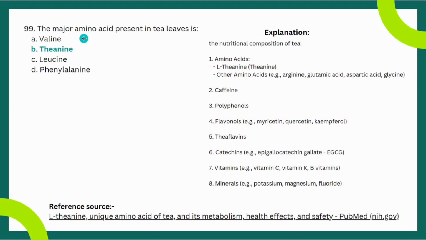99th question. The major amino acid present in tea leaves is? The answer is theanine. Actually, it is L-theanine. Here I have given the nutritional composition of tea. We all know that tea contains caffeine. Tea also contains polyphenols, flavonols, theaflavins, catechins, vitamins, minerals, as well as amino acids. And the major amino acid present in tea is L-theanine. The other amino acids like arginine, glutamic acid, aspartic acid, etc.